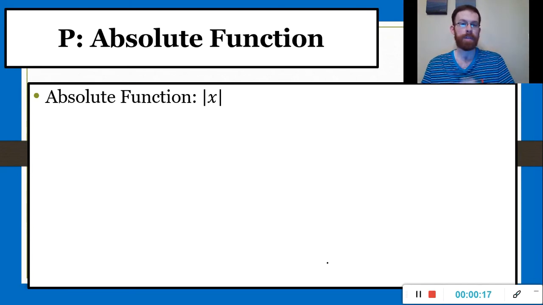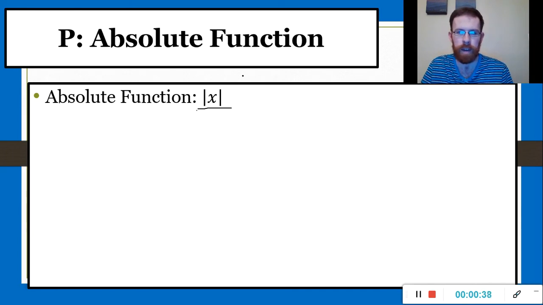Today's lesson is going to be pretty short. We're going to be talking about absolute value functions. Now, an absolute value is when you have something within these two vertical bars. That means anything that's negative inside these two vertical bars will become positive after the operation is over.